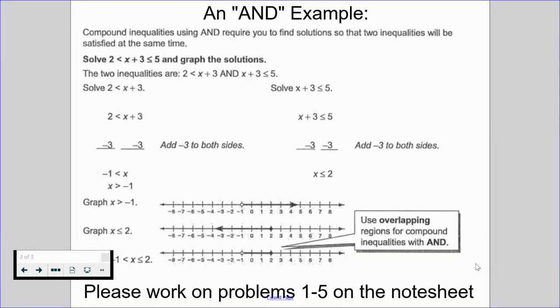Awesome. With that in mind, please work on problems 1 through 5 on the note sheet and resume when you are ready to move on.